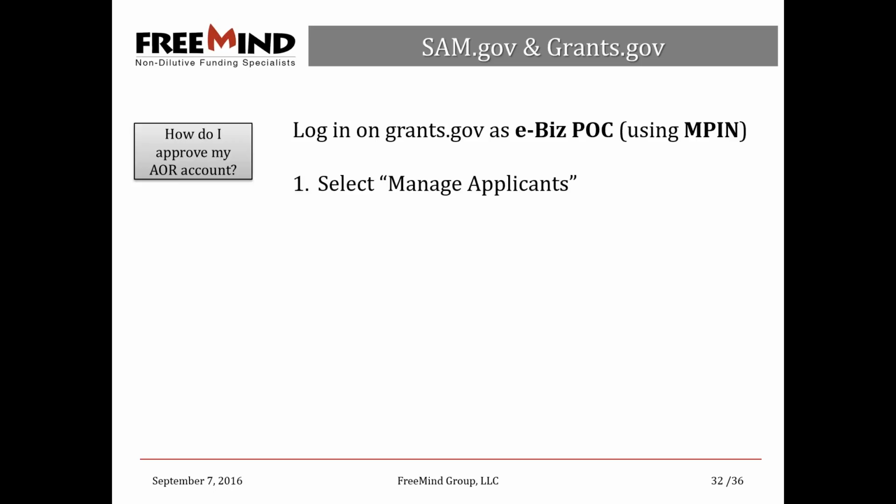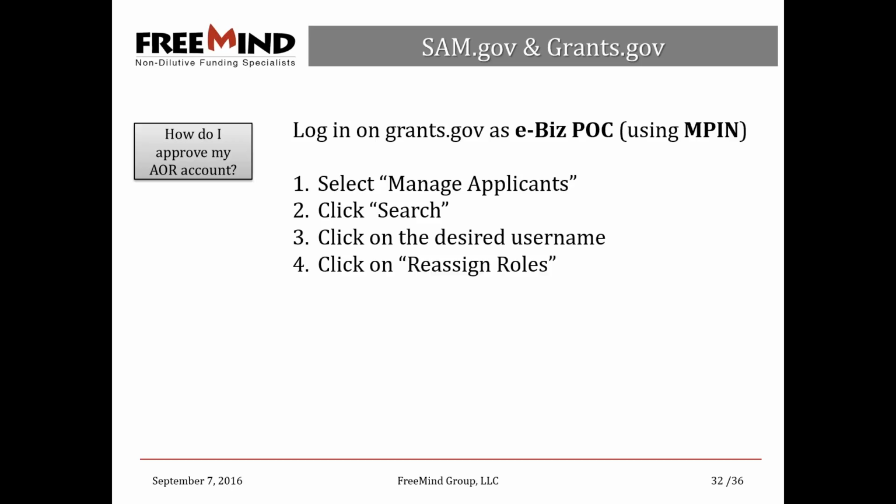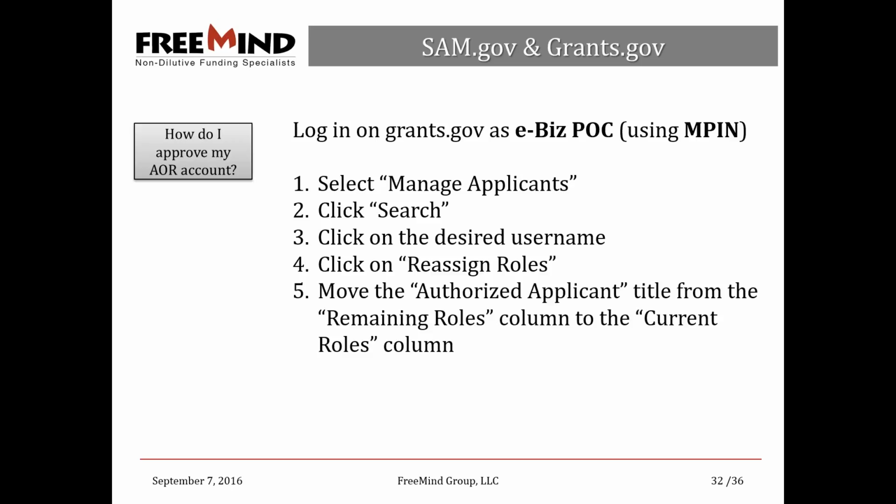So basically, in order to approve the AOR account, you have to log into Grants.gov as the eBiz POC using your MPIN. Again, you select Manage Applicants, click Search, click on the desired username, click Reassign Roles, and then you move the Authorized Applicant title from the remaining roles to the column of the current roles. I hope that's clear. And then, of course, very important, you have to save the changes. And that was all of it.